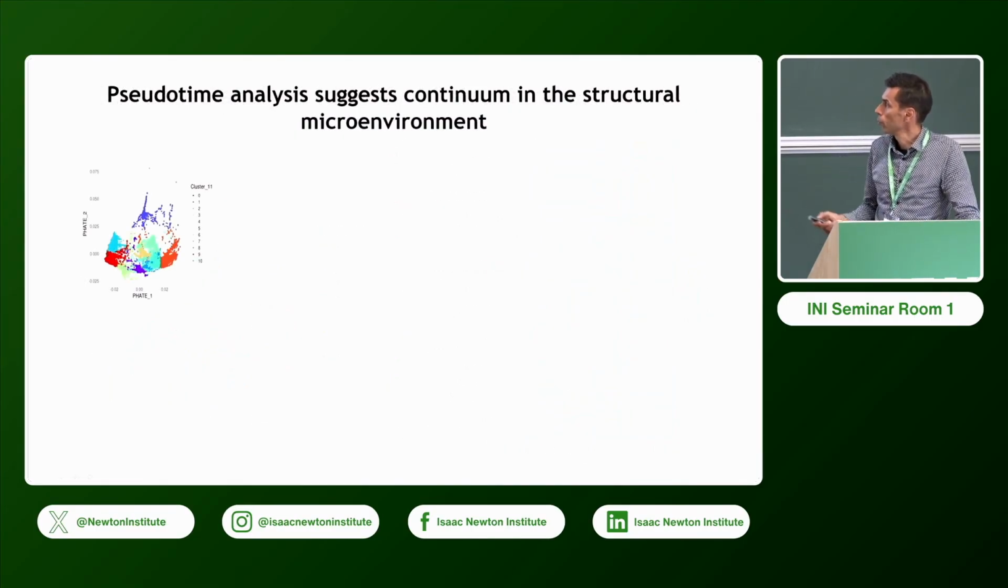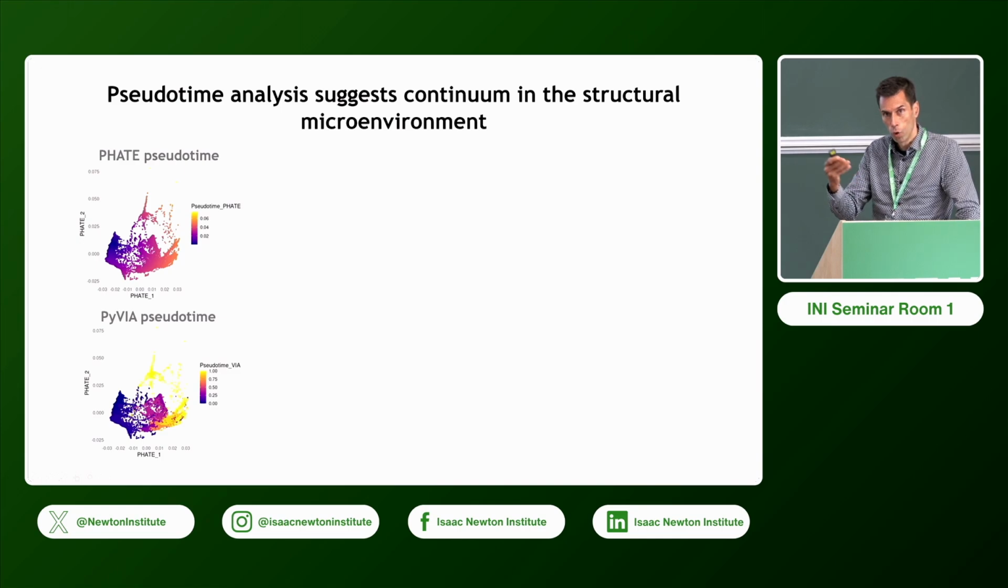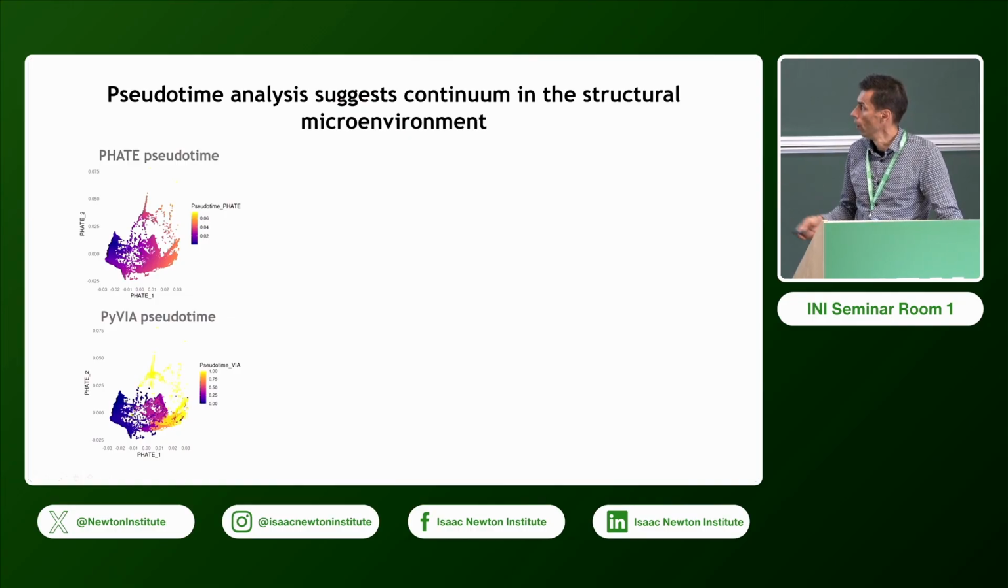So this is just a smaller version of the same thing, and then we've applied two different methods for inferring how these things might change over time. And we've initiated this in the regions that are most similar to the normal lung extracellular matrix, because that we thought would be the logical starting point. And you can see that these two methods give broadly concordant inferences.